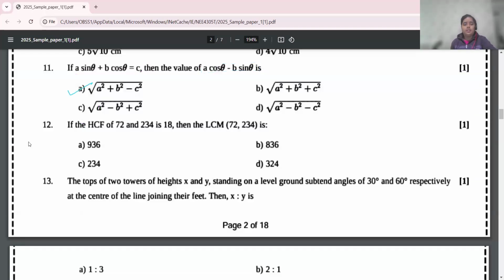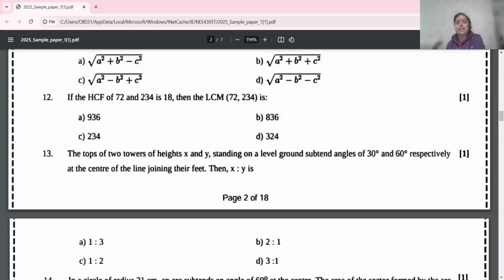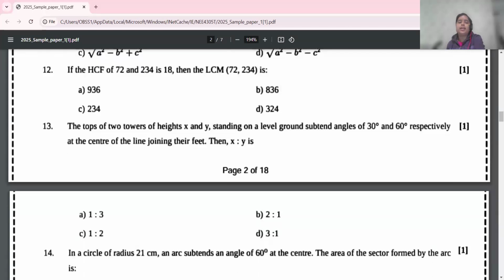Moving to the next question, which is if the HCF of this and this is 18, then the LCM is. Now we have a simple formula: number 1 into number 2 is equal to the LCM into HCF. Putting that here, we get 72 into 234, the two numbers, is equal to HCF into LCM. Now cancelling 18: 18 ones are 18, 18 fours are 72. Multiplying, we get the answer as 936.